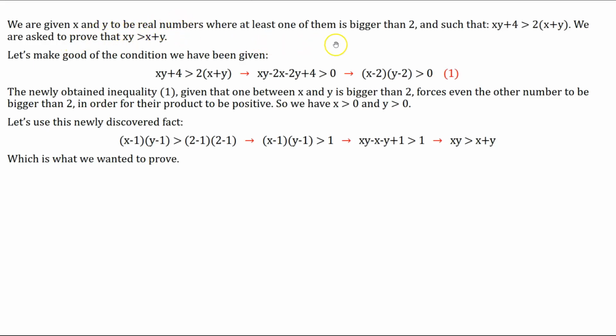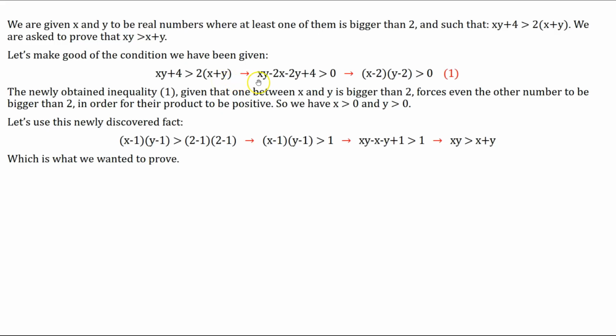So x and y are real numbers where at least one of them is bigger than 2, and they fulfill this condition. We are asked to prove that this inequality holds. First of all, let's see what we can deduce from the given inequality. We have that xy plus 4 is greater than 2 times (x plus y).